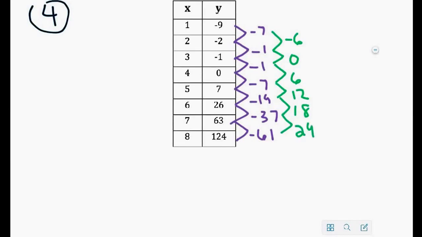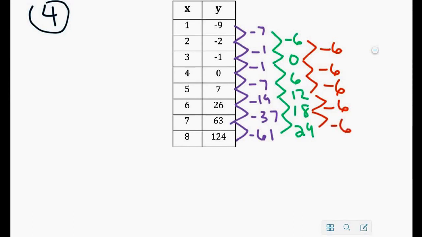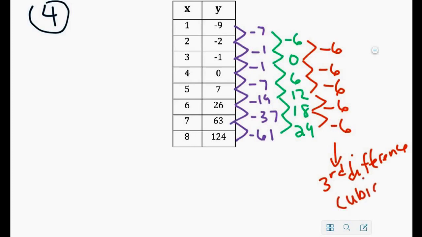So our second pass, which would be the quadratic pass, didn't pan out because they're not all the same. Okay, so let's go do this a third time. Negative 6 minus 0 is negative 6. 0 minus 6 is negative 6. 6 minus 12 is negative 6. 12 minus 18 is negative 6. And 18 minus 24 is negative 6. Since this was the third difference, this means it's a third degree polynomial, which we tend to call cubic.